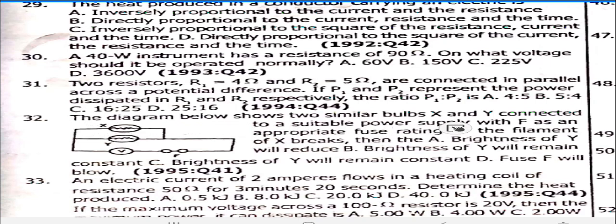The diagram below shows two similar bulbs X and Y. X and Y are bulbs connected to a suitable power supply with F as an appropriate fuse rating. If the filament of X breaks, then what has happened? The brightness of Y will remain constant.